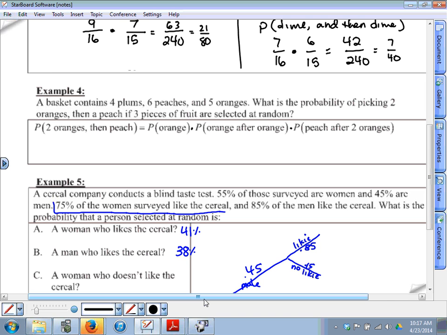So orange. There's 5 oranges to begin with, and then there's how many total? 15, so it's 5 out of 15. But then if you've already chosen an orange, what's the chance you choose another one? 4 out of 14. Then a peach: 6 out of 13.